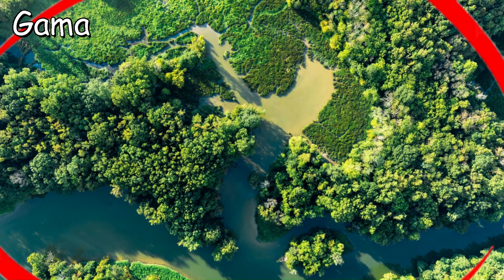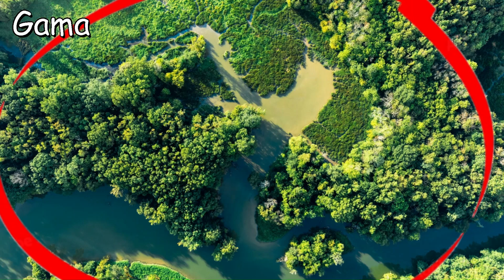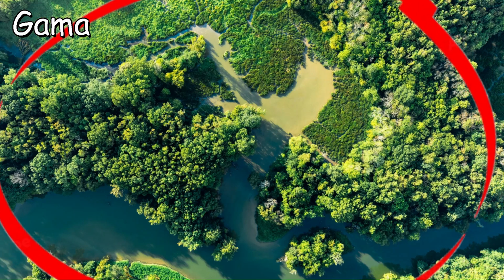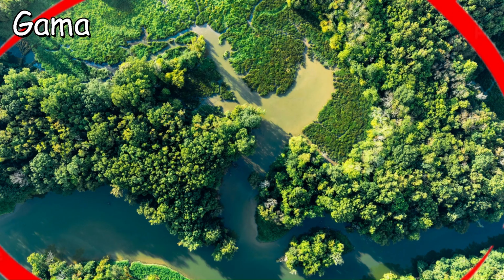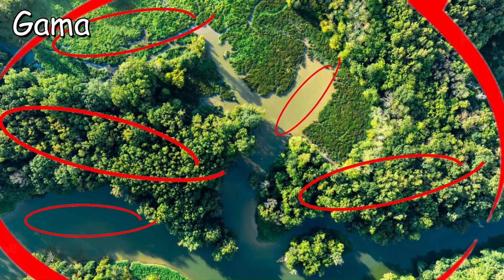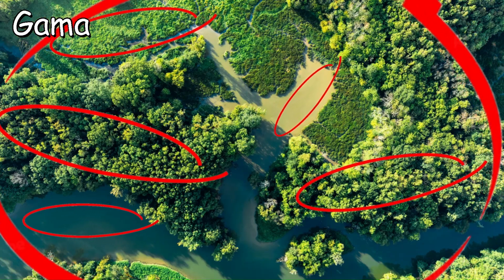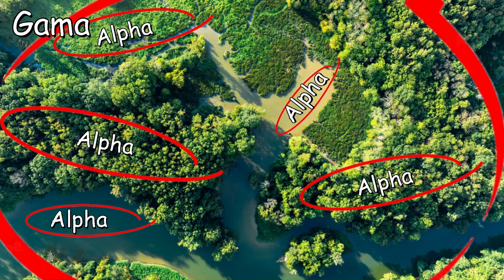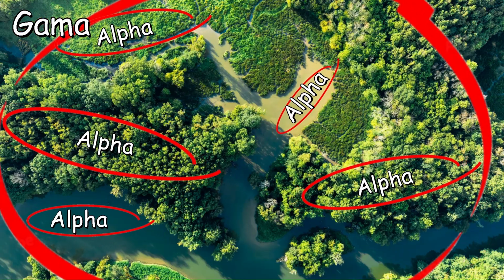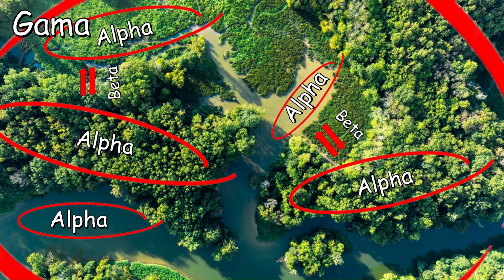The gamma diversity is determined by two other findings. These two findings are the diversity in different localities or sites or ecosystems, and that is called the alpha diversity. And the second one is the differentiation among these sites, that is the comparison between the two sites. It is called the beta diversity.